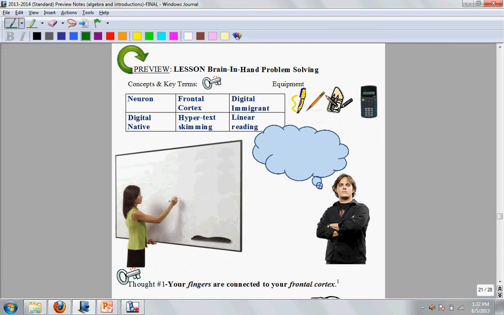New material. We're going to be talking our key words today. Watch for these key words. The word neuron, frontal cortex, digital immigrant, digital negative, hypertext skimming, and linear reading.